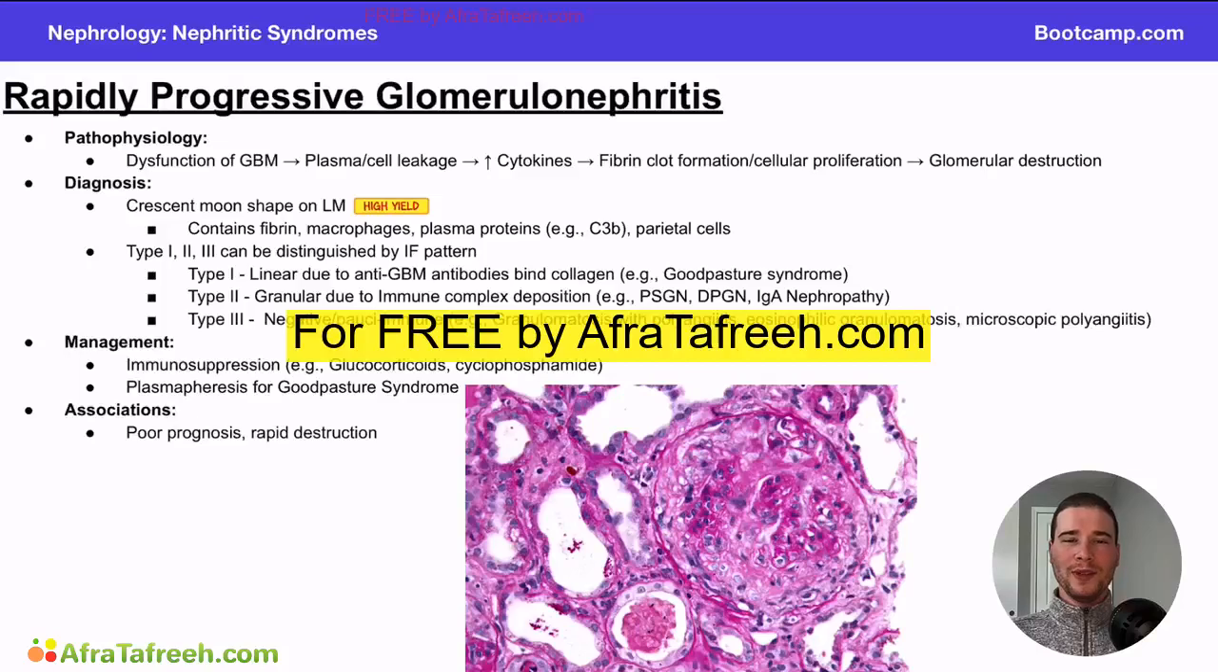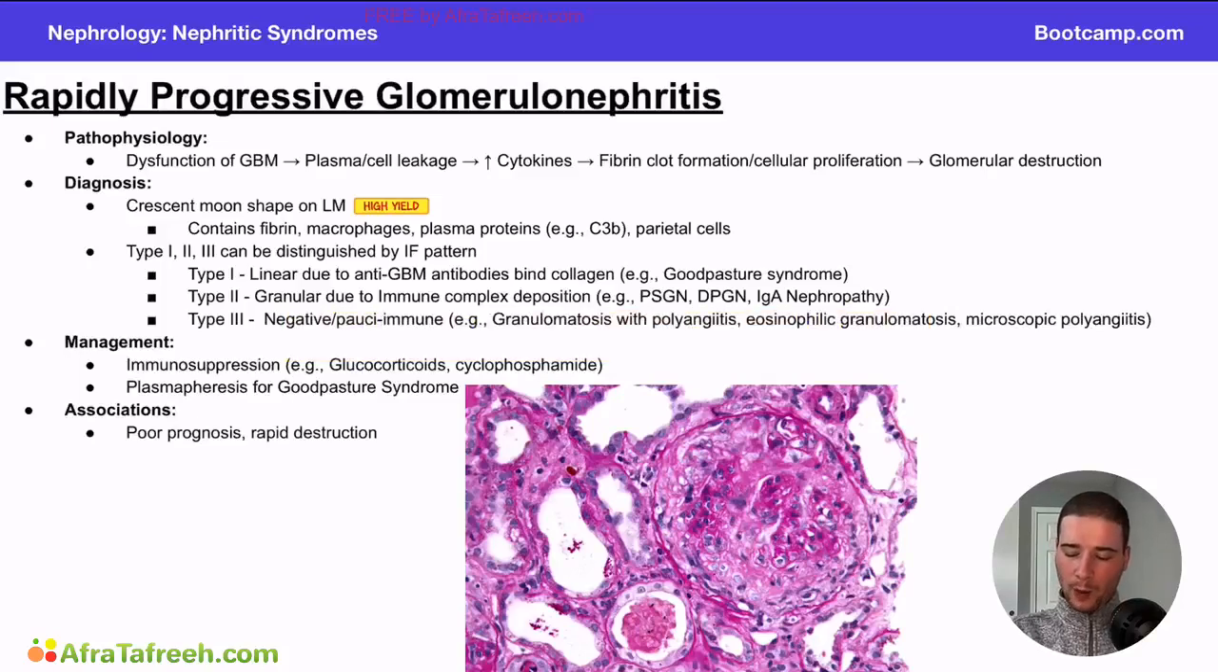Welcome back everybody. So in this next video we are now going to talk about rapidly progressive glomerulonephritis, sometimes also called crescentic glomerulonephritis because of a common finding in this pathology. So first we're going to talk about the pathophysiology.